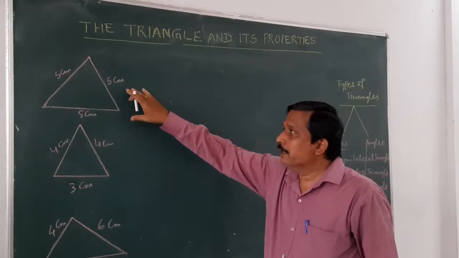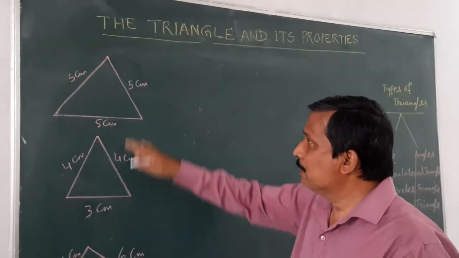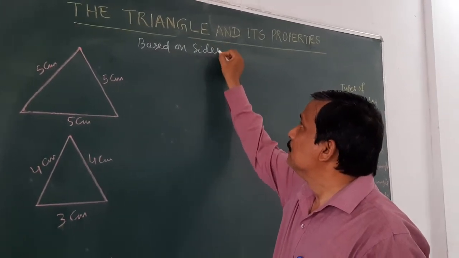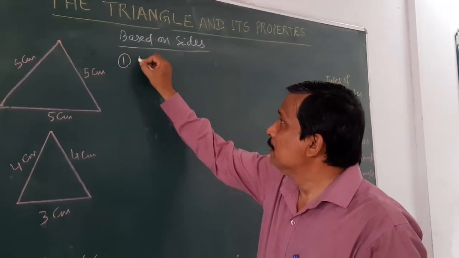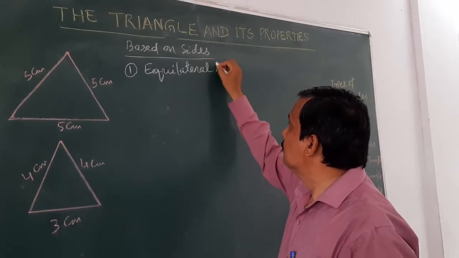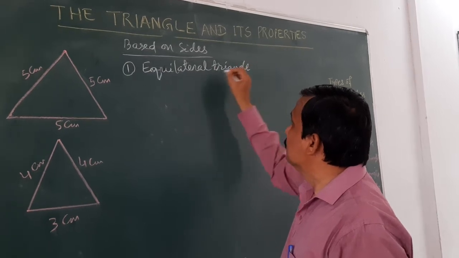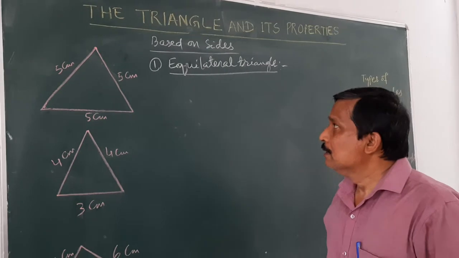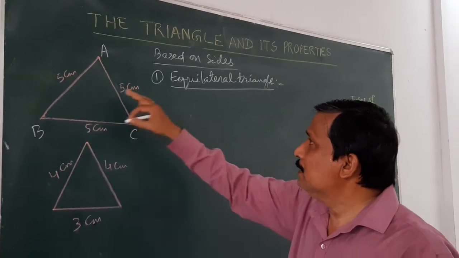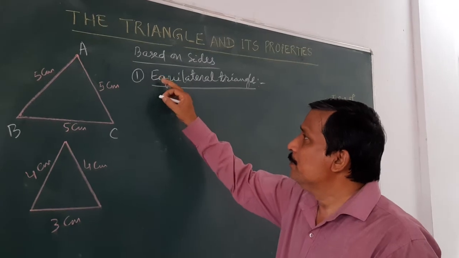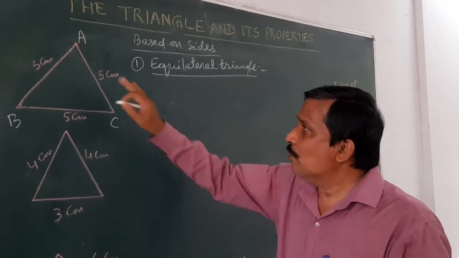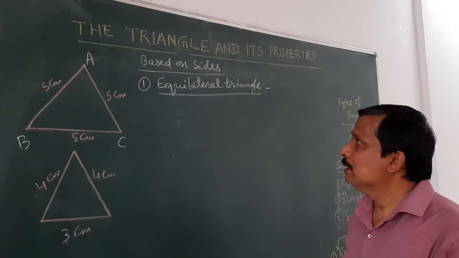So today we will again discuss the types of triangles according to sides. First, number one is equilateral triangle. Suppose this is triangle ABC. This triangle is an equilateral triangle. How do you know that this is an equilateral triangle? If you see, AB is 5 cm, BC is 5 cm, and AC is also 5 cm. So all sides are of equal length. So it is called an equilateral triangle.